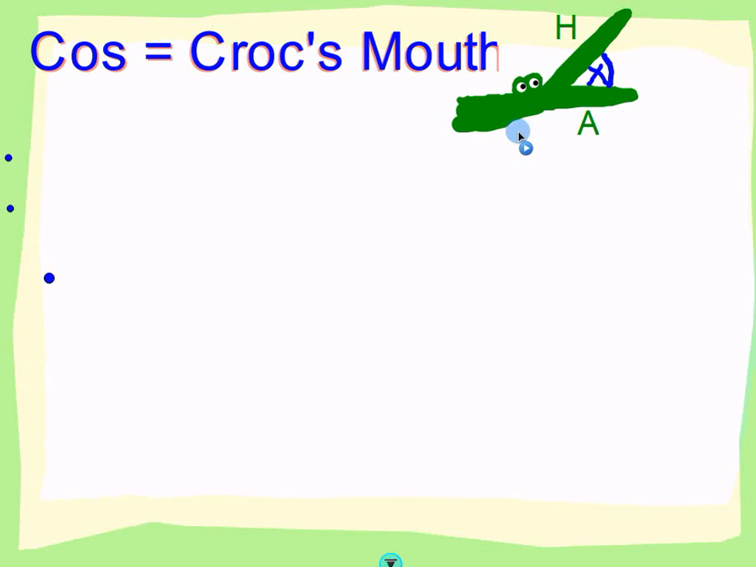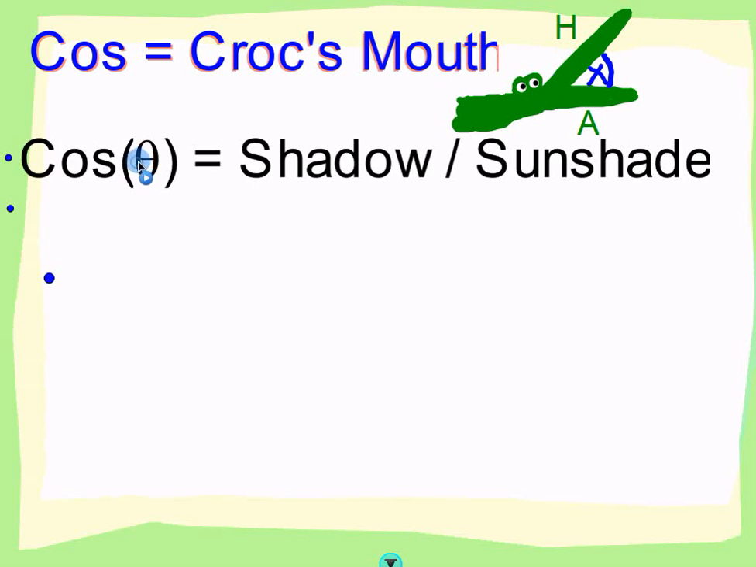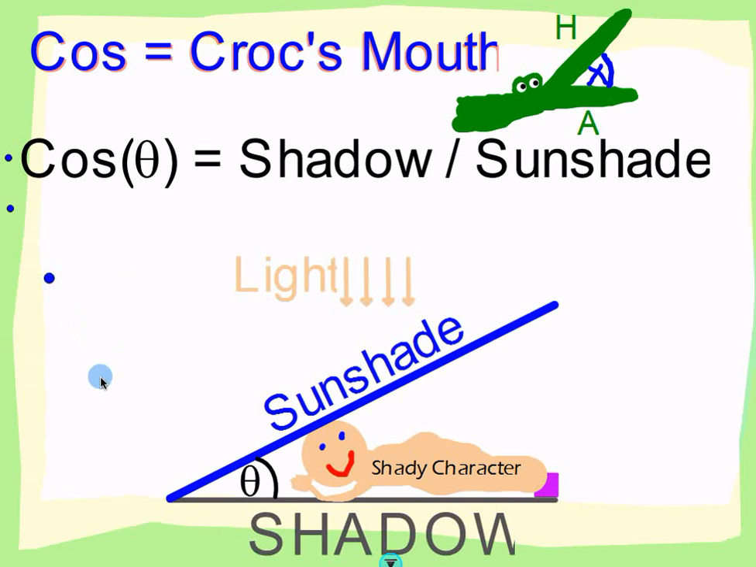A simple way of thinking about cos, they've both got C on them. It's a croc's mouth. That's the adjacent, that's the hypotenuse. But a better way is to say, get a daft example like this. Imagine you've got light coming down from a long way away. Imagine there's a sunshade, and this is the shadow that's cast by the sunshade.